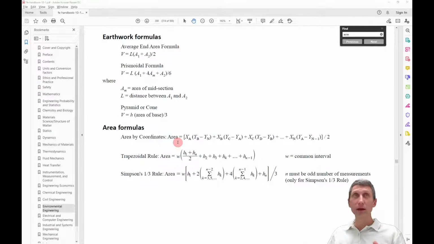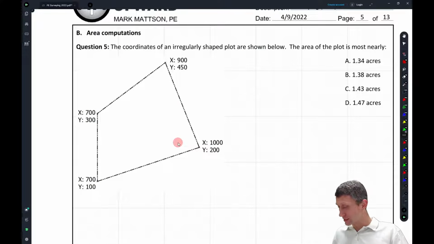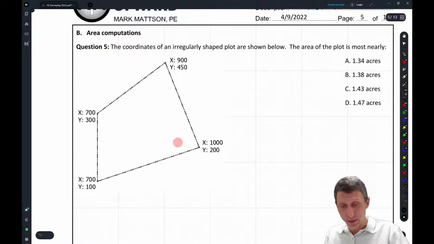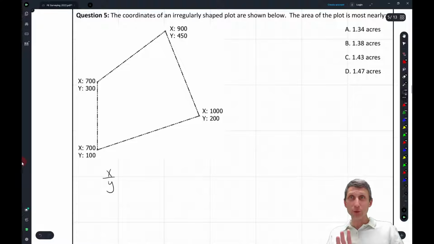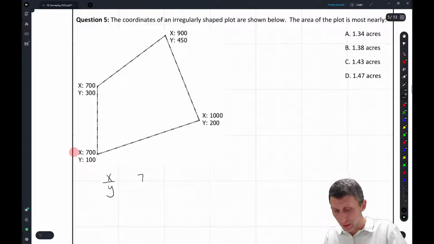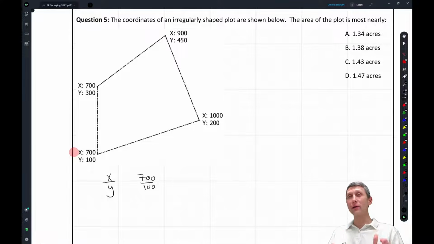If you're doing area by coordinates, what I would suggest is you write out your points in a format like an x over y. So you write out each point as x over y. I'm going to start in this bottom corner, 700 over 100. This isn't a fraction. It's just a way of remembering how to do this type of problem. So this is where I'm going to start, point 1.